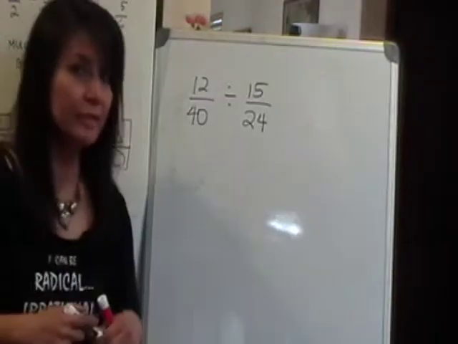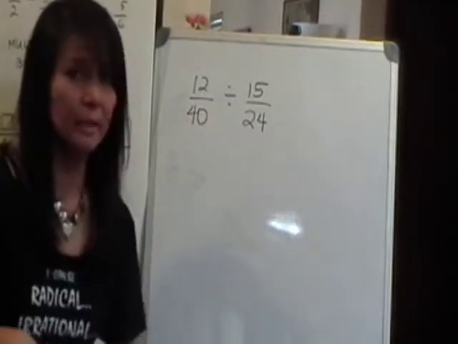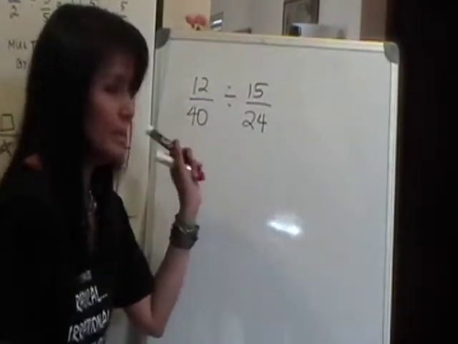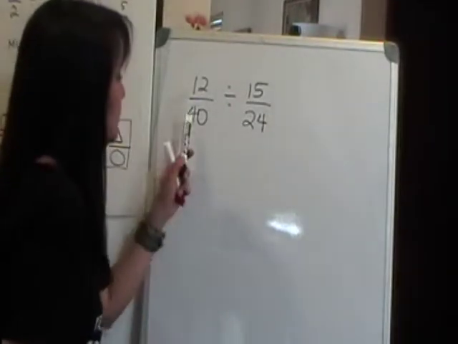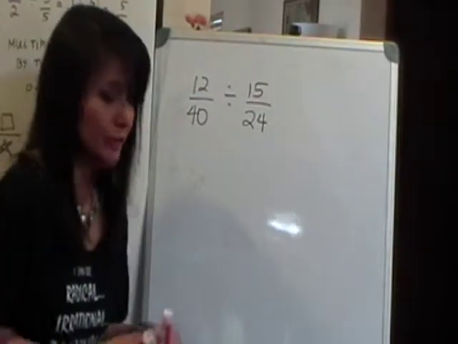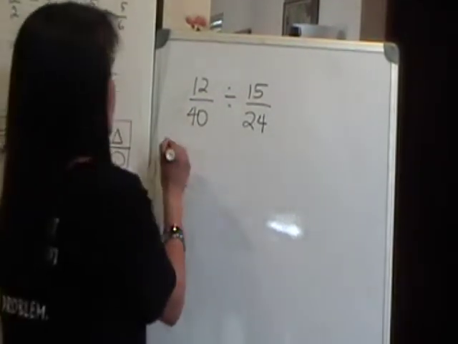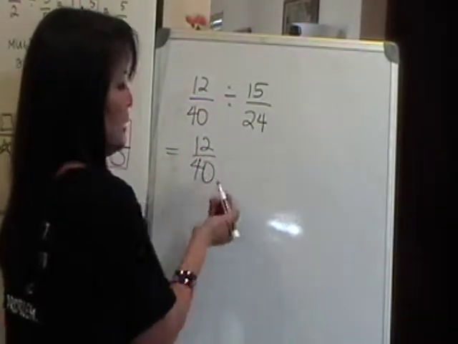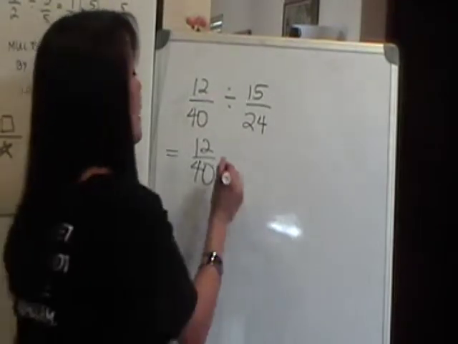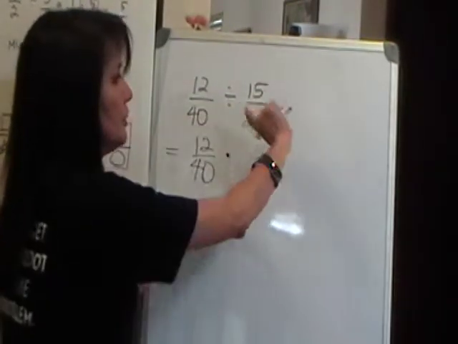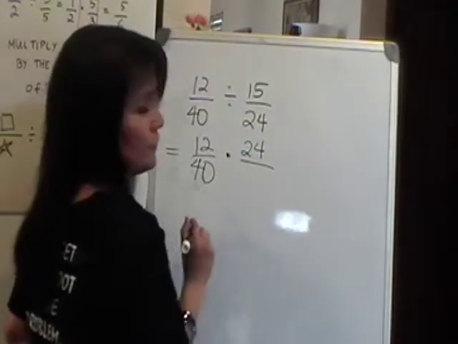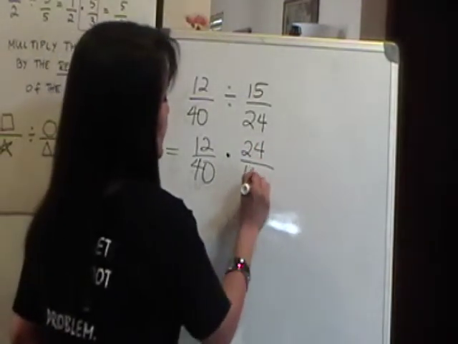Before we leave division of fractions, life will not be complete if we don't do something challenging. So let's do some pretty big numbers here. If I have 12 over 40 divided by 15 over 24, again, let's see what the rule is. It says keep the first, so 12 over 40 stays as 12 over 40. Multiply that by the reciprocal of the second. So the reciprocal of 15 over 24 is 24 over 15.